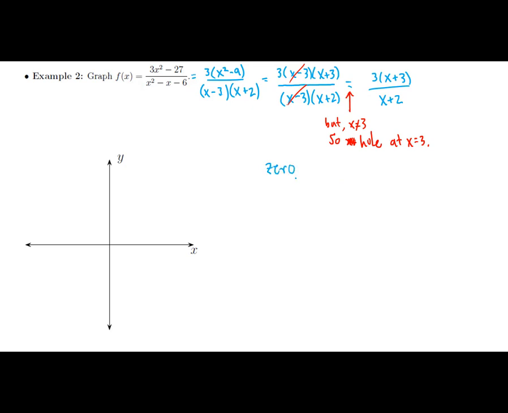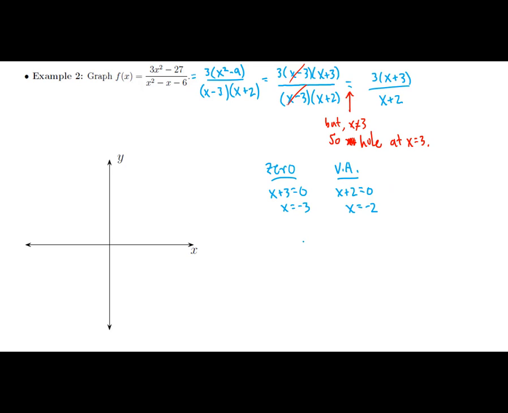Since there's only one factor on top, we can see there's only one zero. So x plus 3 equals 0, which means x equals negative 3 is a zero. And for the vertical asymptote, we have x plus 2 equals 0, so x equals negative 2. All right.